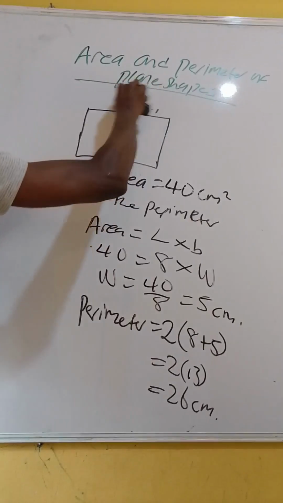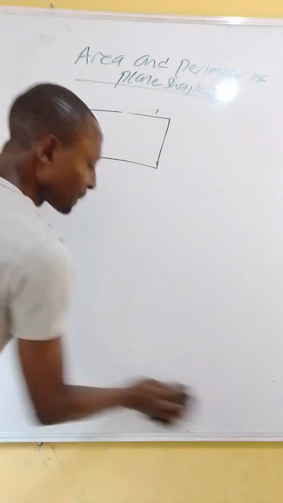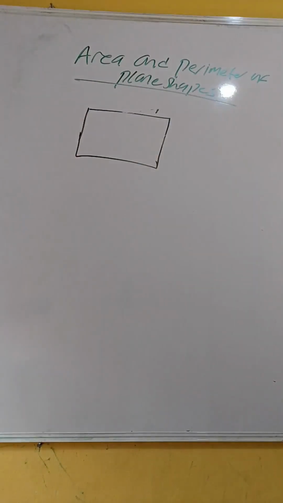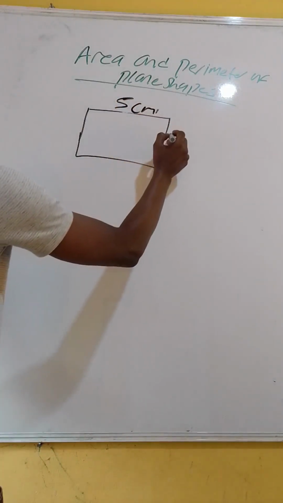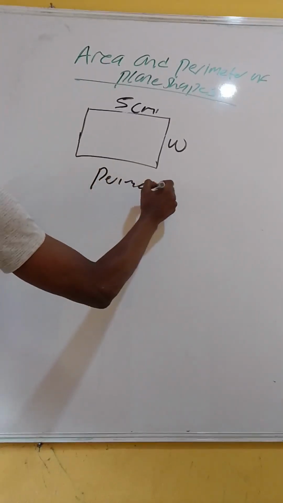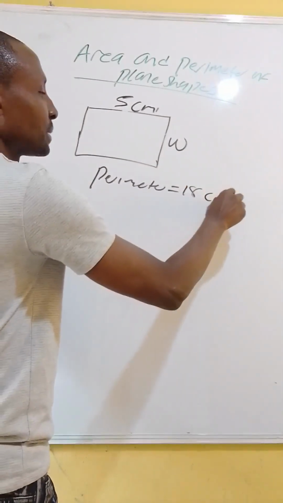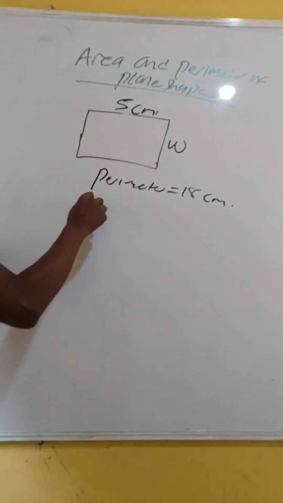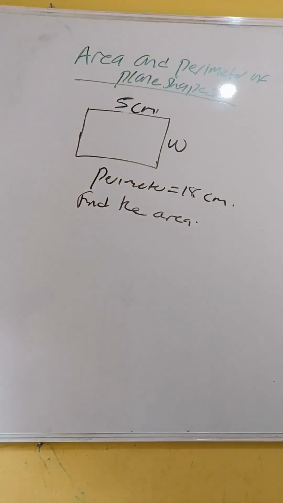I'm going to change this figure now. So I'm going to be given, this is the width, this is the length. I don't have the width, and they gave me the perimeter as 18 centimeters. So I'm asked to find the area. To find the area, what do you do from here?